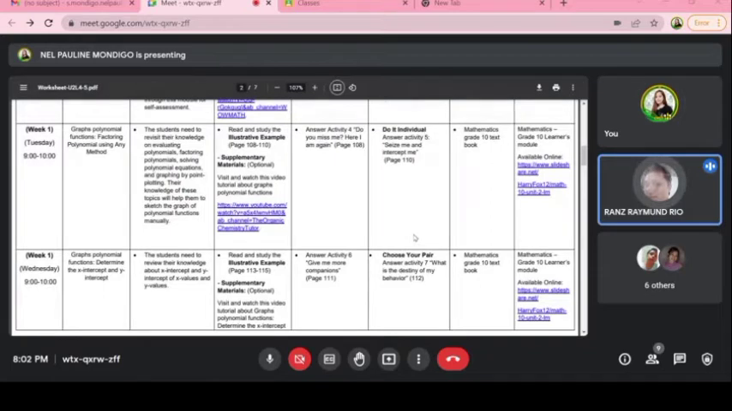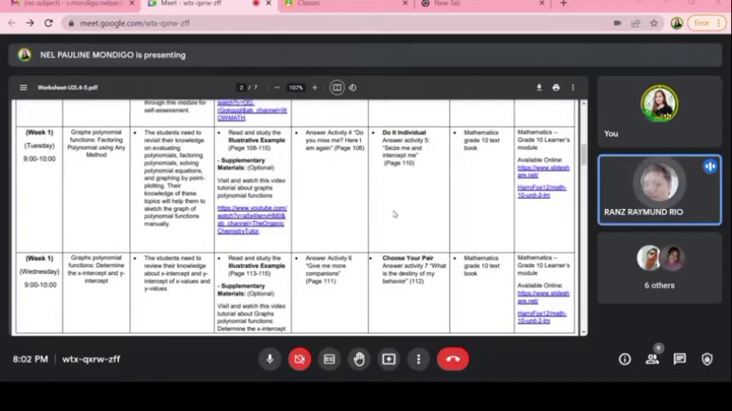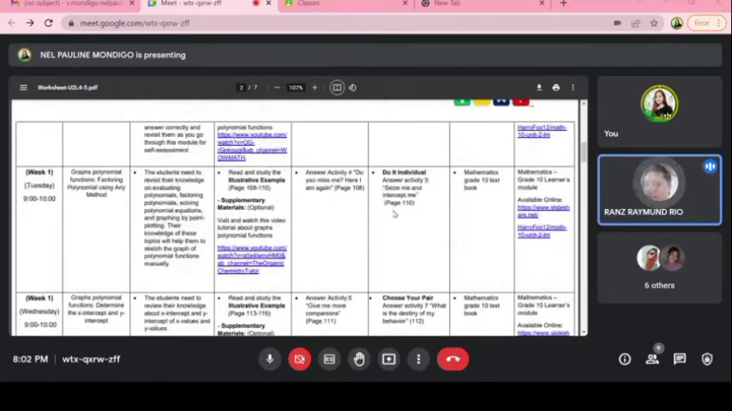For day 2 on week 1, our competency is graph polynomial function, which is focusing on factoring polynomials using any method. For the contextualization, the students need to revisit their knowledge on evaluating polynomials, factoring polynomials, solving polynomial equations, and graphing by point plotting. Their knowledge of these topics will help them to sketch the graph of polynomial functions manually.